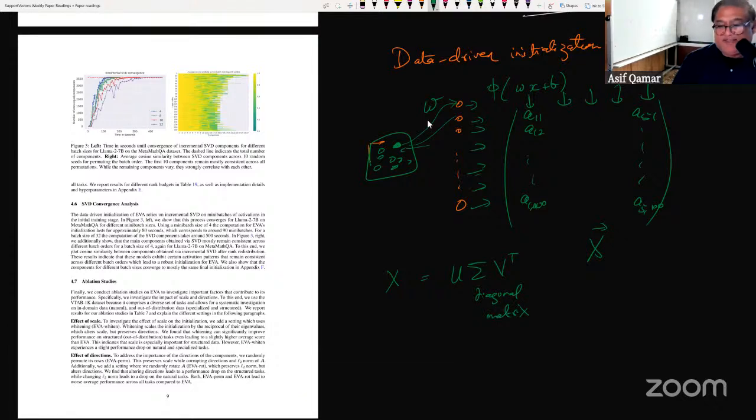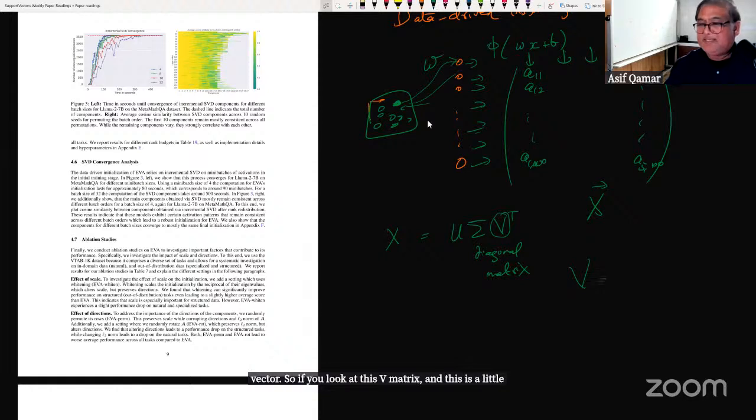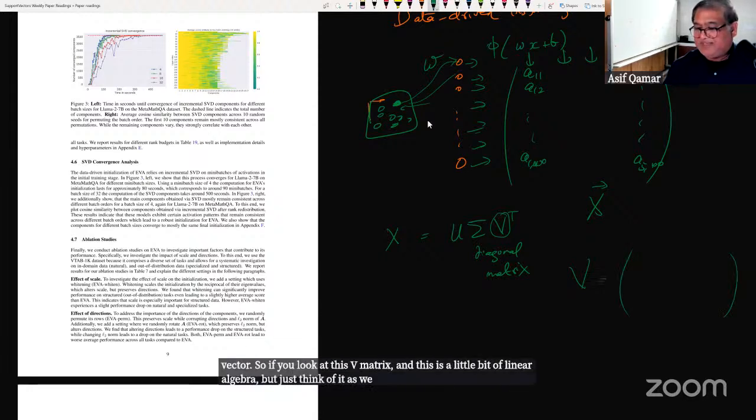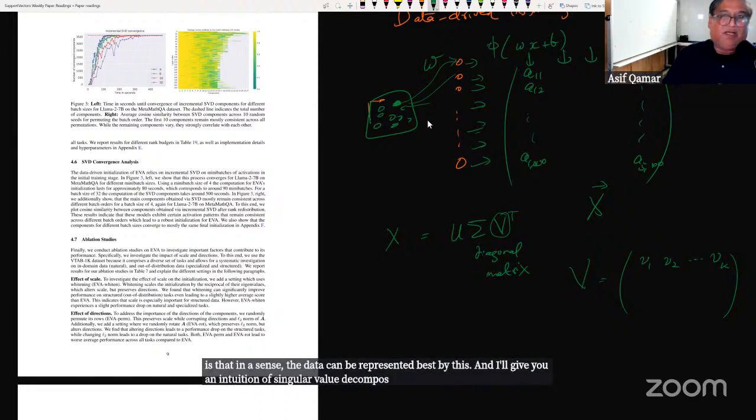And what it says is that, look, this matrix that comes out is made up of certain vectors. So if you look at this V matrix, and this is a little bit of linear algebra, but just think of V as made up of certain vectors, V1, V2, right? V whatever, Vk, these vectors. What your machine is saying is that, in a sense, the data can be represented best by this. And I'll give you an intuition of singular value decomposition shortly, but for now, just believe me.